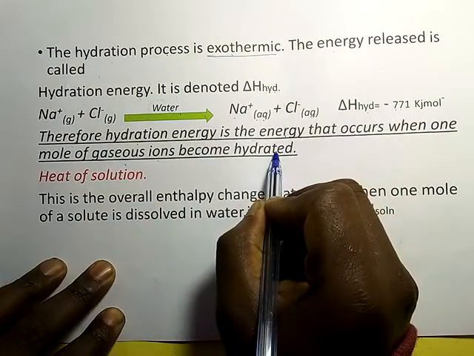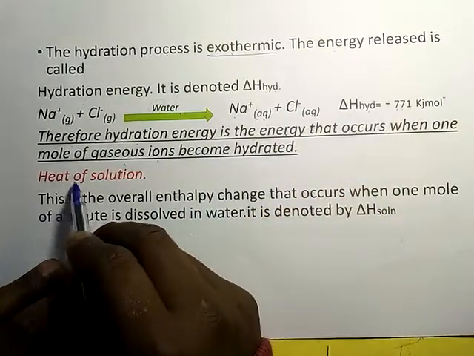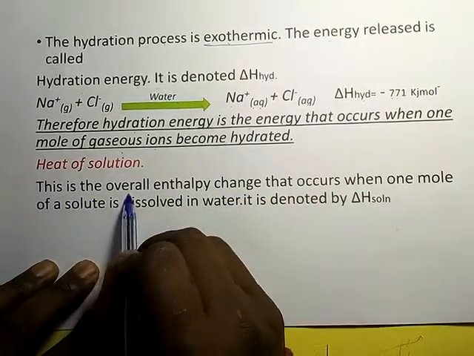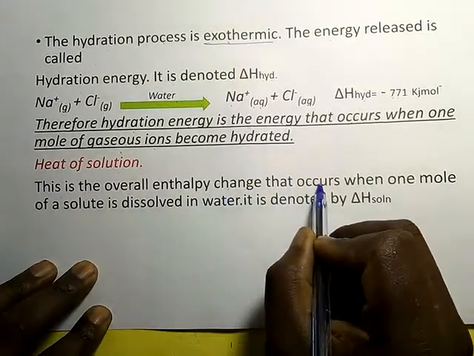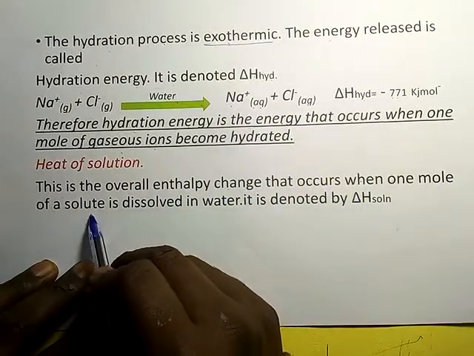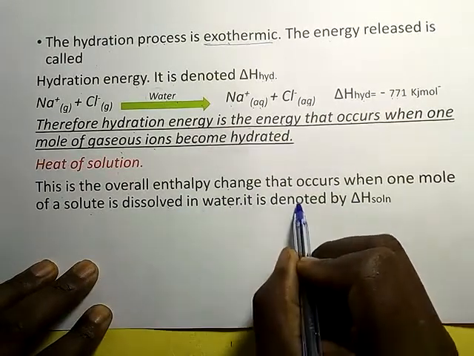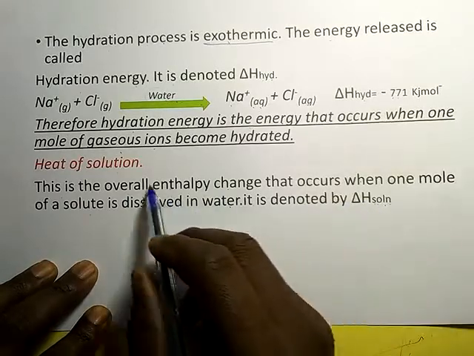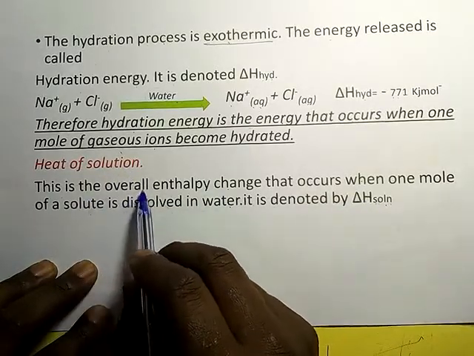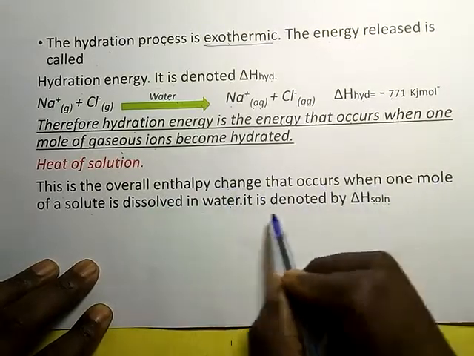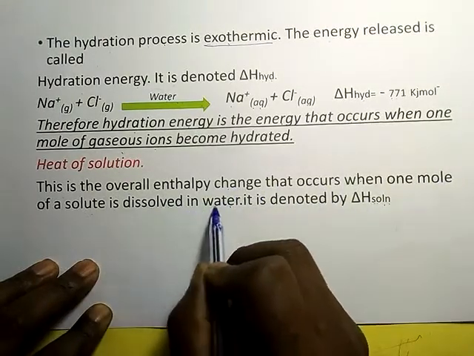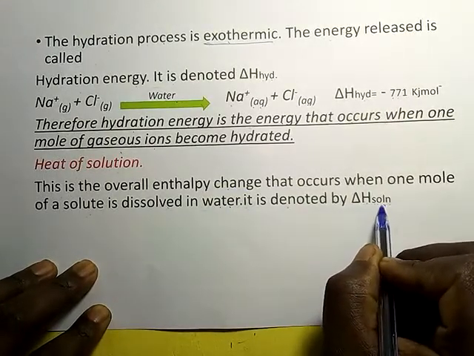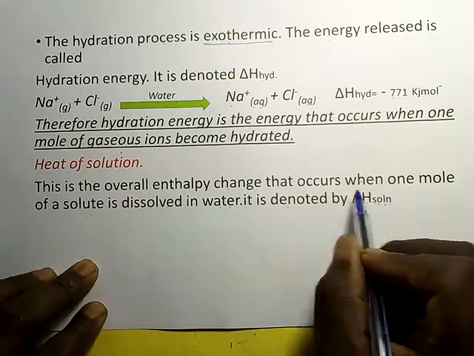Now we have done 2 terms. The third one is heat of solution. What is heat of solution? This is the overall enthalpy change that occurs when 1 mole of a solute is dissolved in water. It is denoted by delta H solution, SLN. So heat of solution is the overall enthalpy change that occurs when 1 mole of a solute is dissolved in water. That is heat of solution.